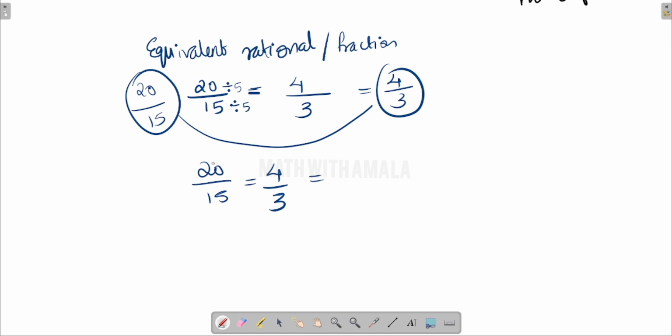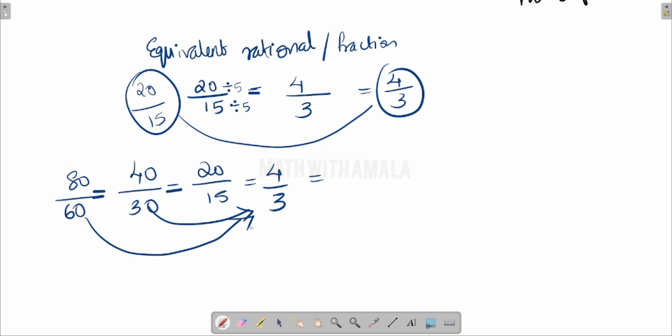Can you see another number? Let's take the double of this 20 by 15. 40 divided by 30. That is 4 by 3. Then again 80 divided by 60. That's again 4 by 3. So all these fractions are equal or equivalent to 4 by 3. I hope you got this concept.